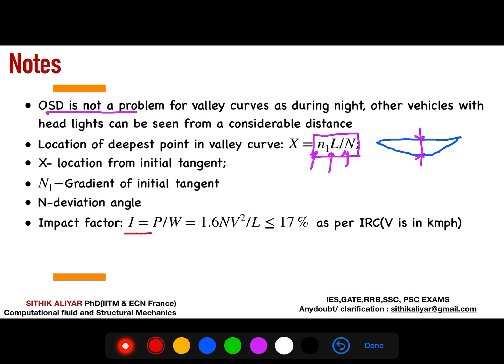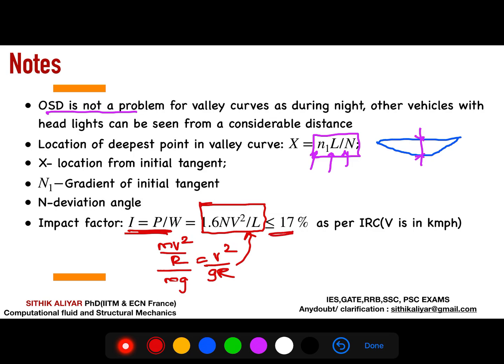Next point you should know is impact factor. If you remember impact factor, mv square by r, we have used this term in super elevation. Dividing by mg, you got v square by gr. From the radius you can write it as L by N, and converting all those things into units, finally you will get this equation after some algebra. So this will be the impact factor calculation for a valley curve. How much impact is coming? It is 1.6 NV square by L, and the answer should be less than 17% as per IRC. This is very common to ask, so you should note this also as a formula.